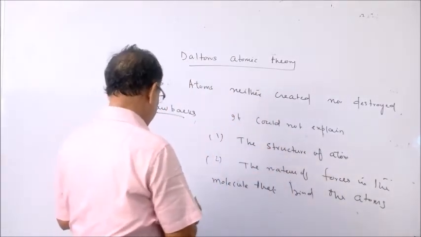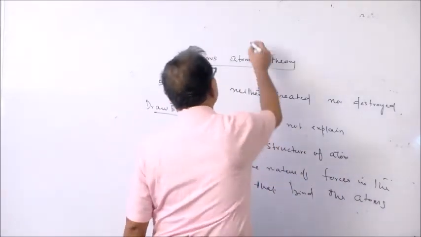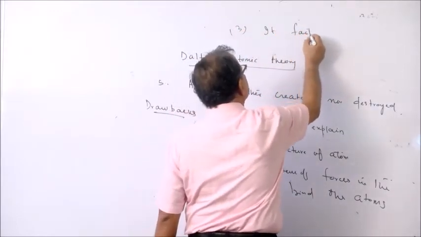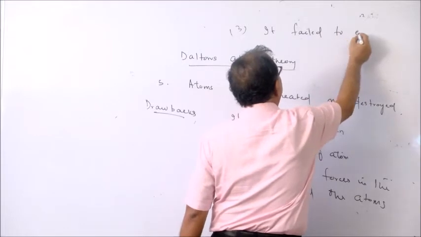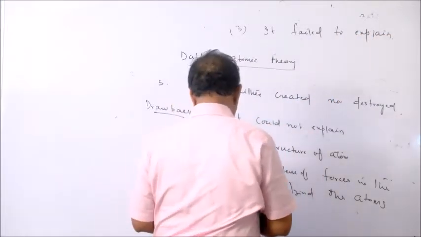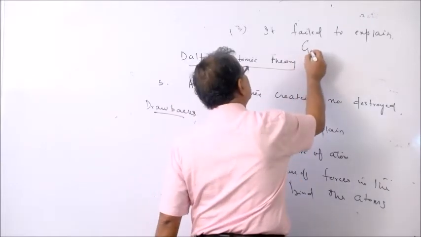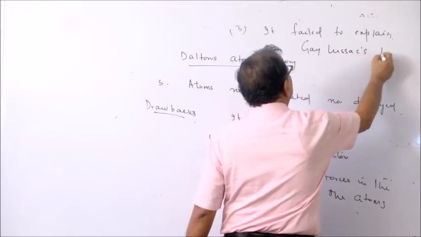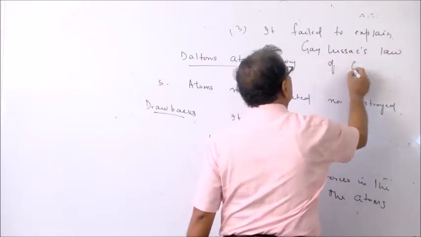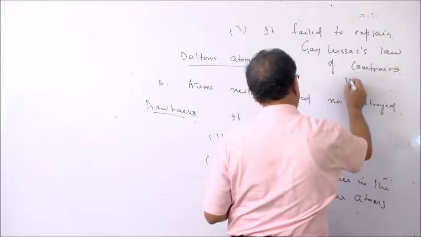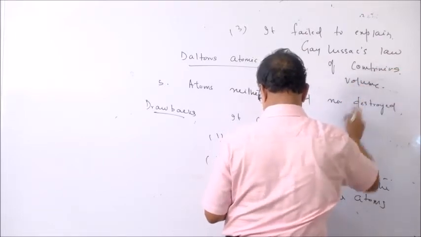Third point, it failed to explain Gay-Lussac's law of combining volumes. So these are the drawbacks.